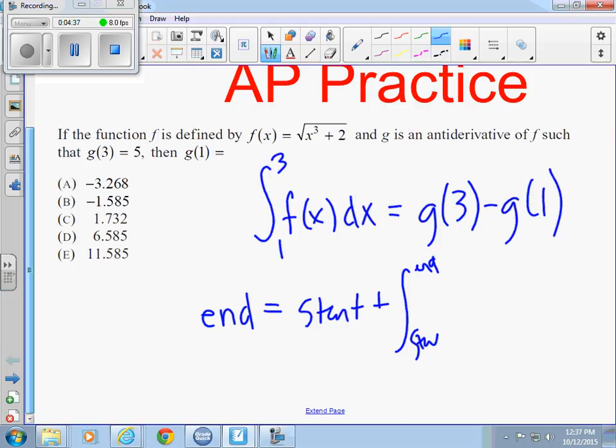You can subtract the 5 over and divide by -1. Is that what you did? If you use this option, or you could rearrange the 1 and the 3. You've got a lot of options, but it hinges on the fundamental theorem. And you get B.